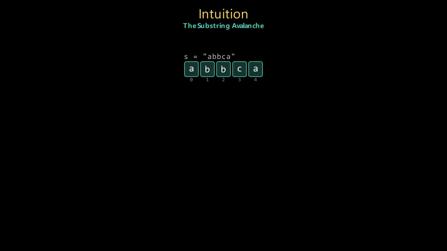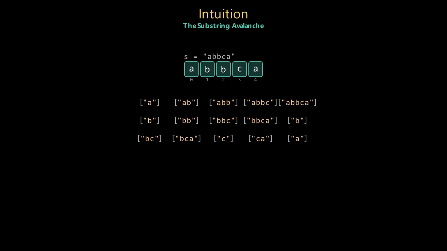Finding the total appeal of all substrings looks simple on paper. But for a string with 100,000 characters, the total number of substrings explodes into billions. Generating and analyzing every single one individually is impossible. We need a way to accumulate our answer incrementally.